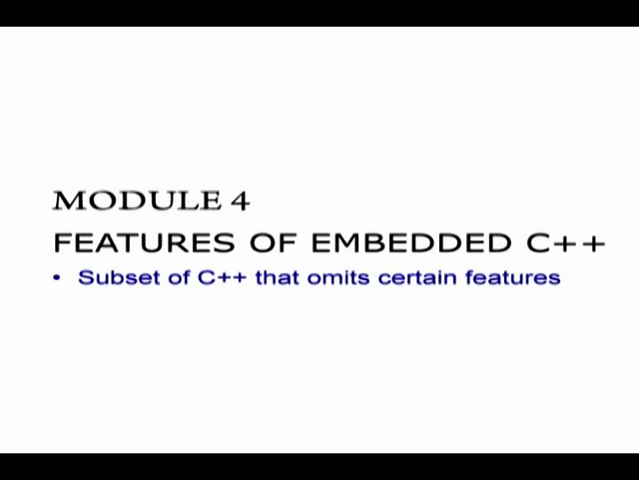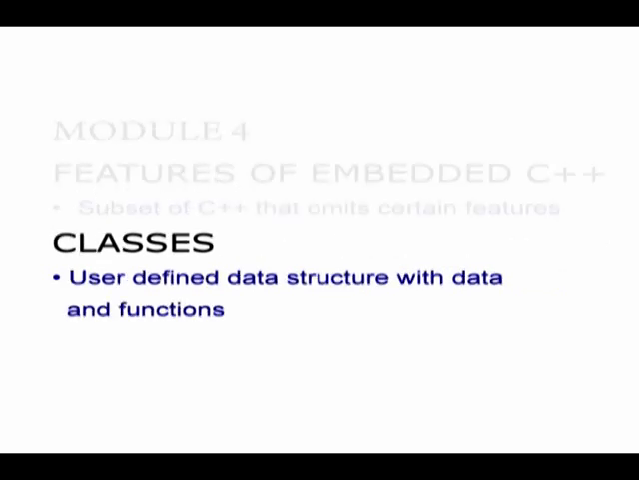Features of embedded C++. Embedded C++ is a subset of C++ which omits certain features of C++ that increase memory requirements and decrease execution speed. This is because embedded systems have limited memory and real-time embedded systems must meet strict deadlines. Embedded C++ retains the most valuable features of C++ that simplify software development. These features are as follows.